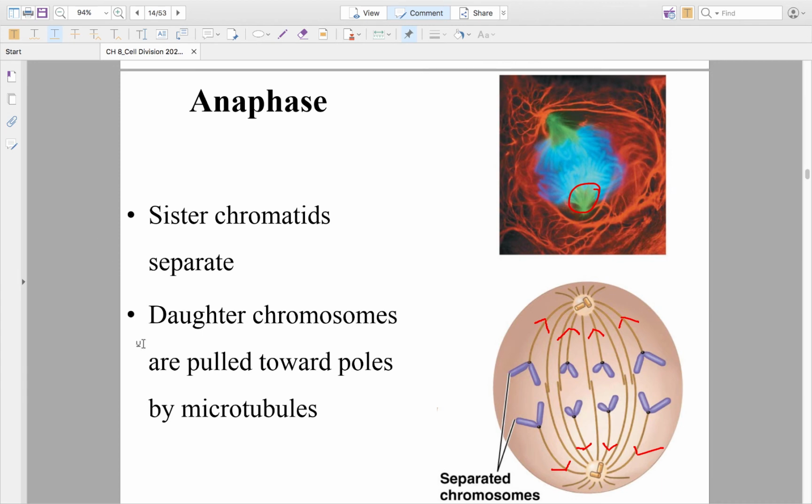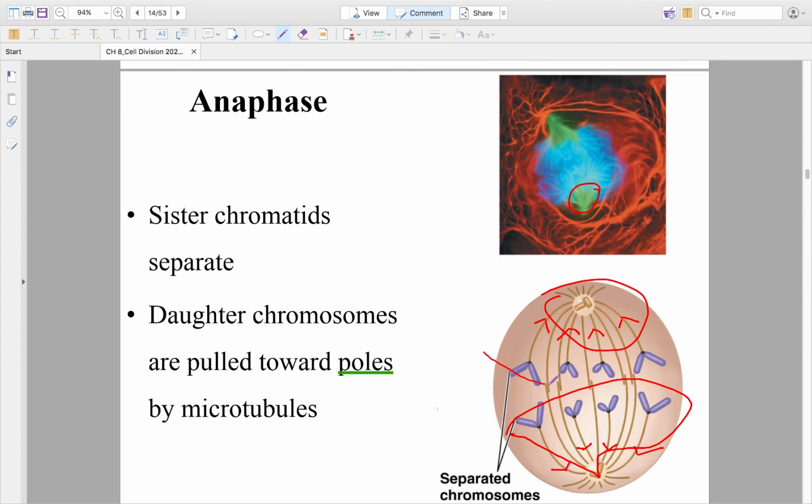And then on top of that, they're going to move towards the poles of the cell, to opposite ends of the cell. One set will move to this side, and one set will all move to this side.